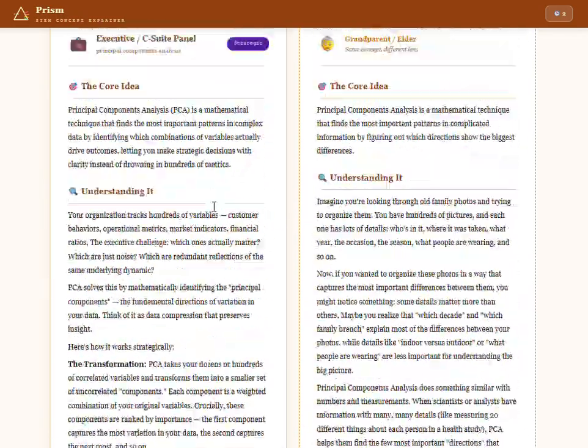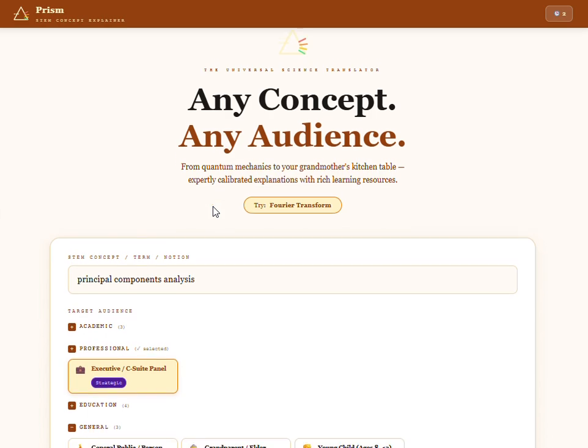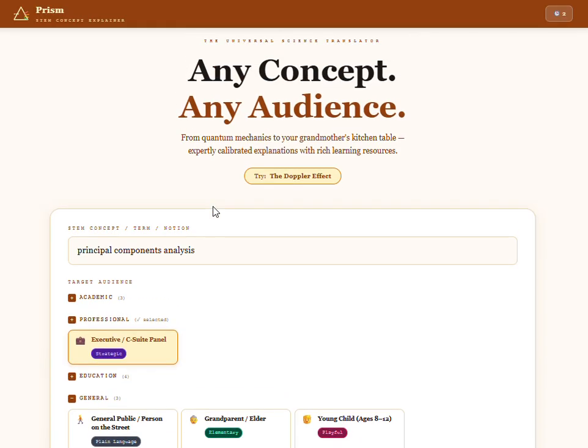concept. So these are all the features, and by providing a variety of these audiences and being able to generate tailored responses for the chosen audience, Prism fulfills its role to explain any concept to any audience.